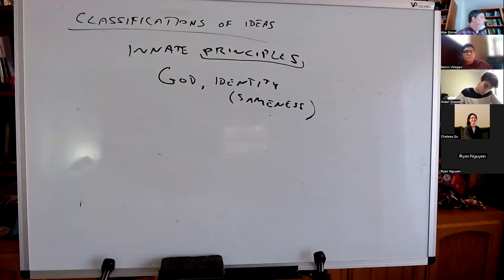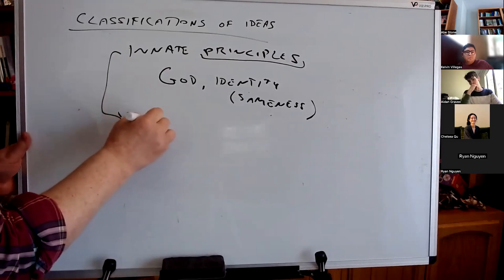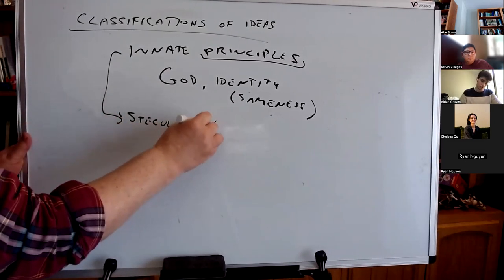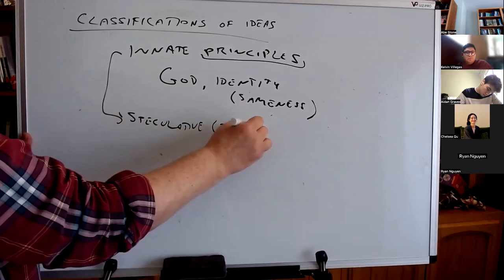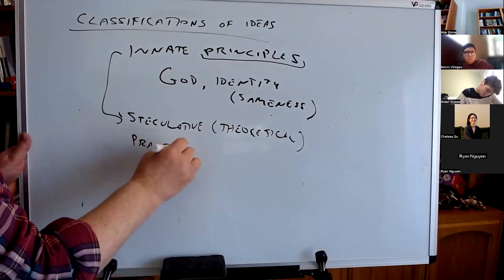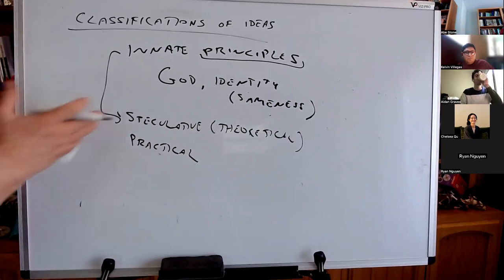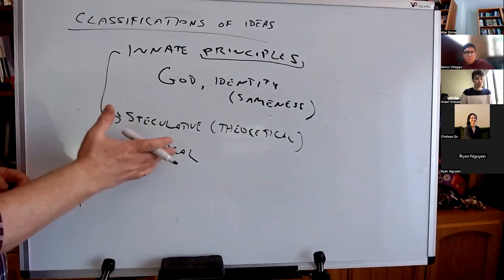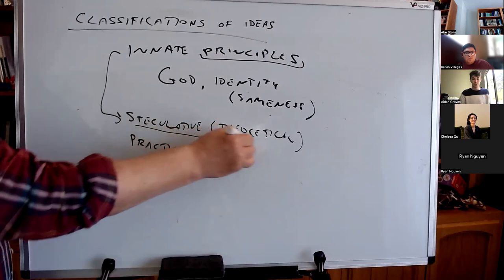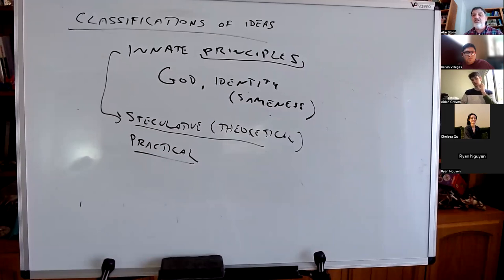And when he talks about practical principles, remember the innate principles, some of them are speculative, that is theoretical, and some of them are practical. Locke doesn't think there are any. Locke thinks there are no innate principles, but some of the innate principles his opponents are proposing are theoretical or speculative principles, and others are practical principles. So the theoretical principles are the ones we could base our knowledge on. The practical principles are the ones we can base our actions on.